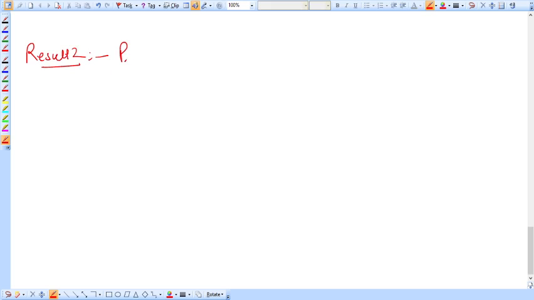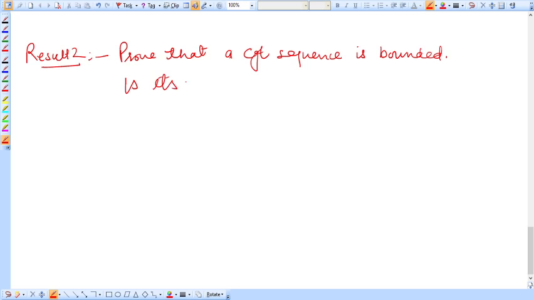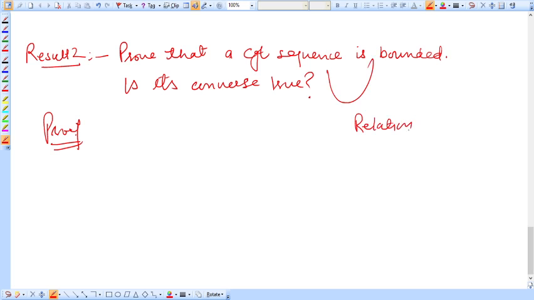Prove that a convergent sequence is bounded. And second, is its converse true? Proof. What we want to show is the relation between boundedness and convergence: if a sequence is convergent, then it is always bounded. This is the second result, which we are going to prove in this lecture.